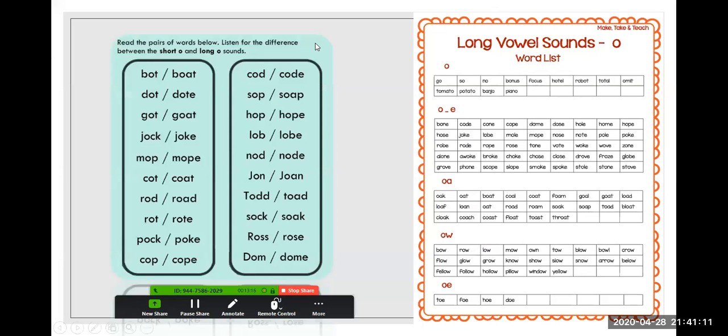Okay. Now let's go with the next row. We have code, soap, hope, lobe, node, Joan, Todd, soak, Ross, and dome. Which one is new for you? Which words are new for you from this list? Todd, code, lobe would be. Okay, let's start with that one.